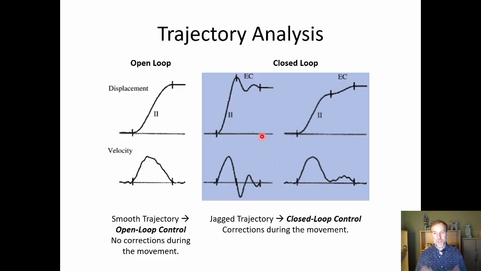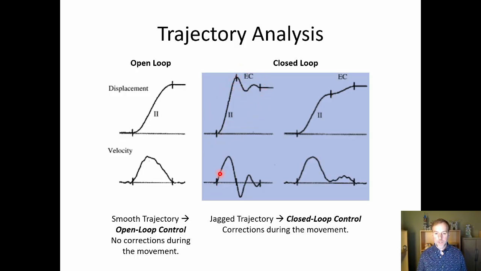Well, the short answer is jagged trajectories. Here's an example where the participant moved too far, so then they came back. They realized, oh, that's not far enough, so they moved a little further and came back again. Those are multiple corrections, and that's probably not the typical amount of corrections you make. That's a lot of corrections for a single movement.